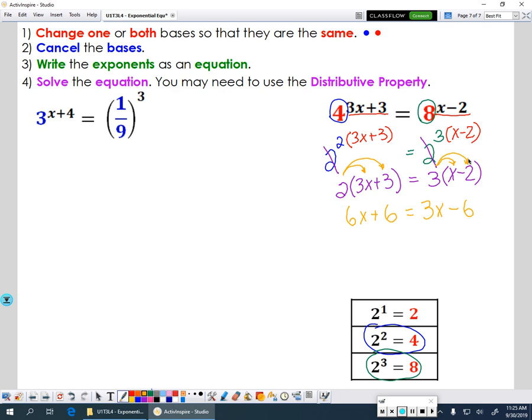Move our variables together. I'm going to move this 3x over here, and I'm going to get 3x plus 6 equals negative 6.